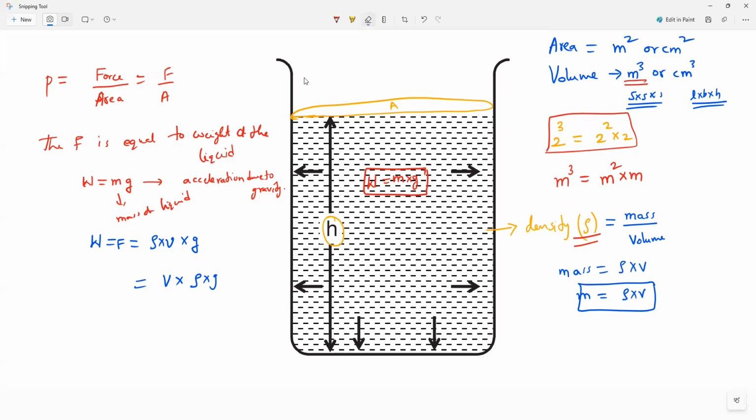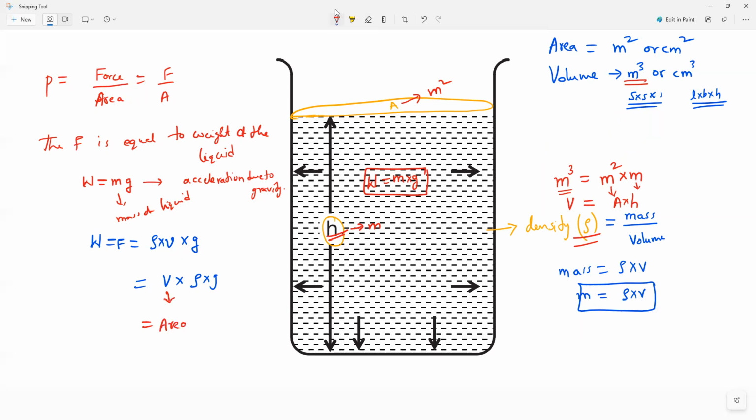Now, square meter is the unit of something. Area. Meter is the unit of distance, or height. Cubic meter is a unit of volume.